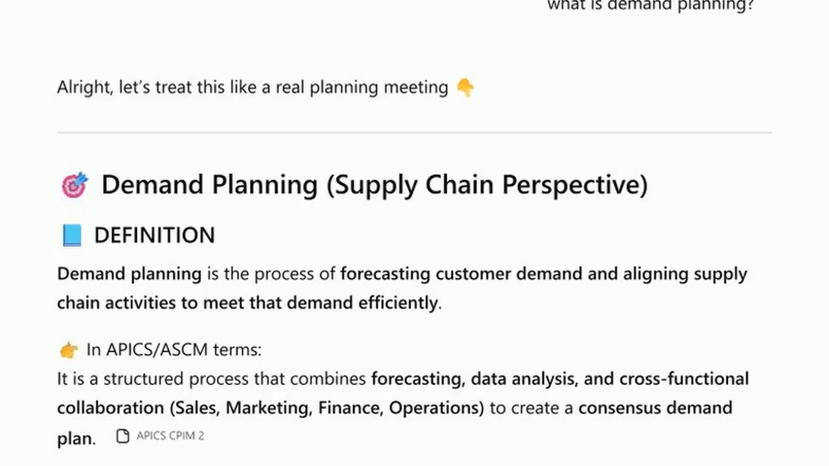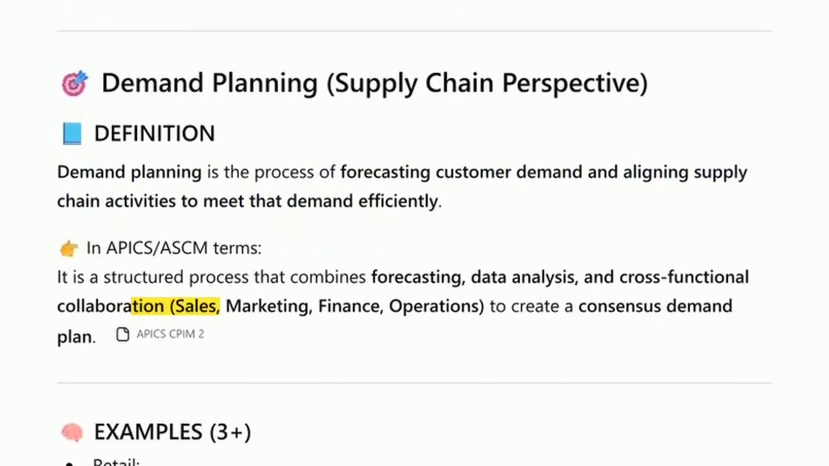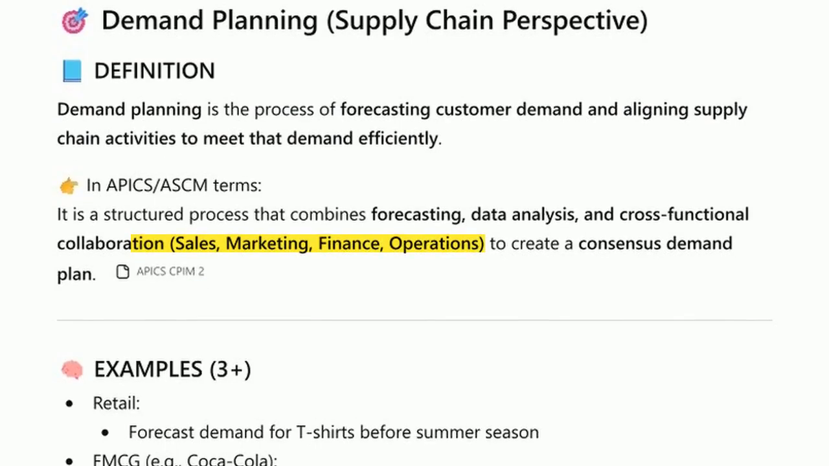Looking at this formal APEX standard, demand planning is defined as forecasting customer demand and aligning supply chain activities efficiently. Notice the highlighted departments. The process demands quantitative data analysis combined with cross-functional collaboration.